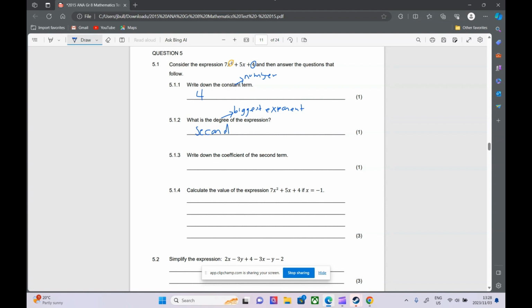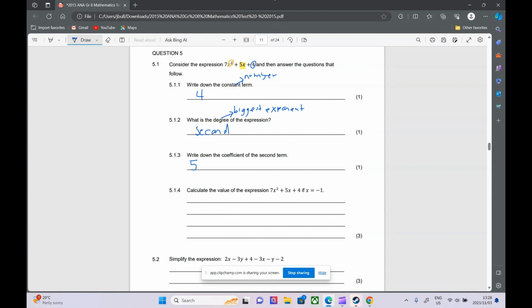Write down the coefficient of the second term. Our first term is this, and this is our second term. And they want the coefficient. The coefficient is always the number in front of the x. So the coefficient here is just 5. They just want to know what is the number attached to the x.